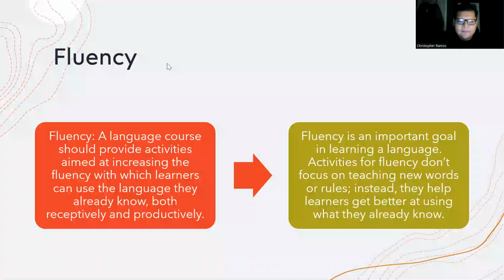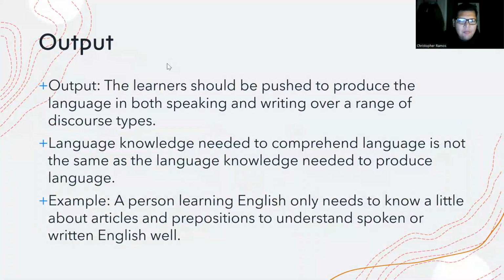And the next one is output. Basically, the learner should be pushed to produce the language in both speaking and writing over a range of discourse types. Language knowledge needed to comprehend language is not the same as the language knowledge needed to produce language. An example is that a person learning English only needs to know a little about articles and prepositions to understand spoken or written English well.